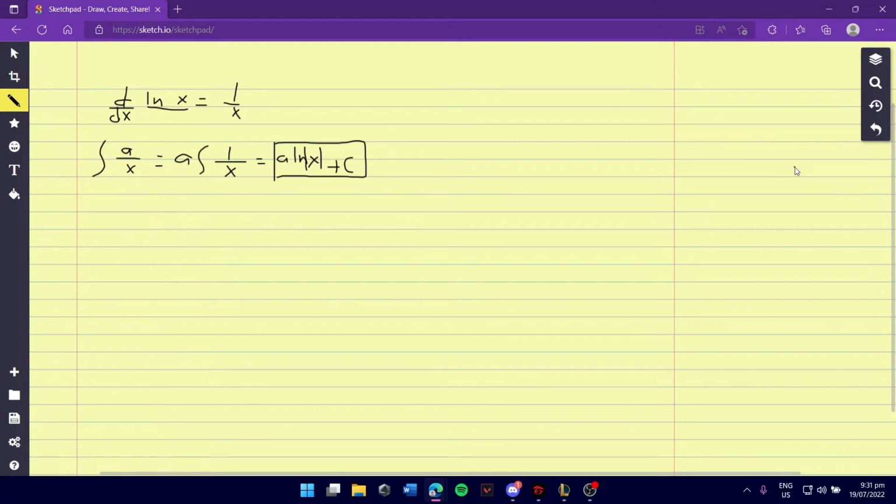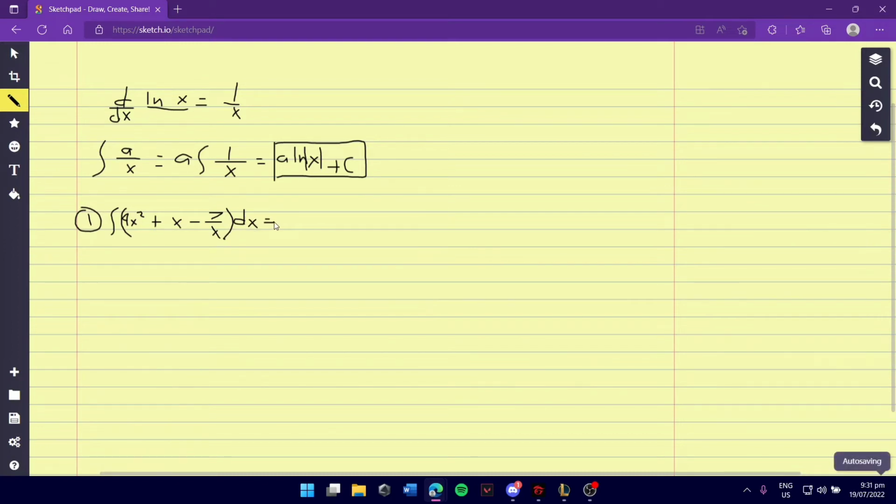So we will discuss now the examples. For example number 1, we have the integral of 4x squared plus x minus 7 over x times dx.